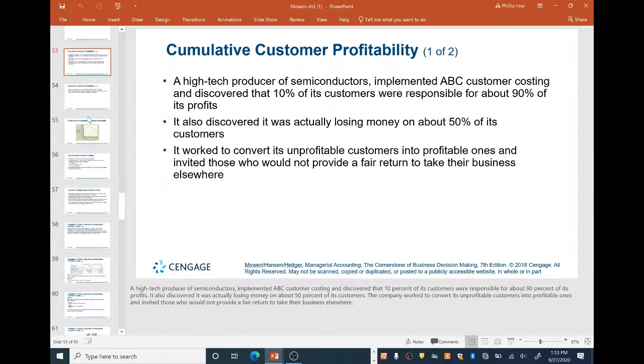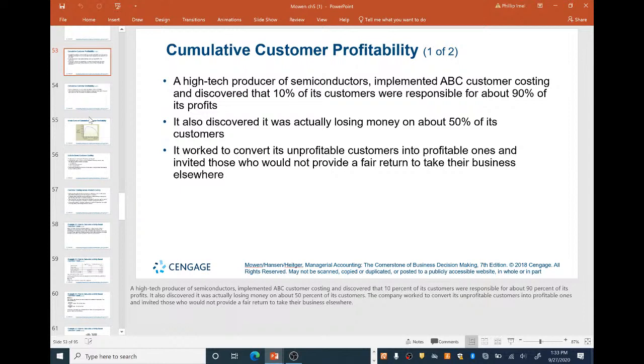Okay, let's talk about cumulative customer profitability. Okay, let's talk about this example. There's a high-tech producer of semiconductors. They implemented activity-based costing on customer costing, and by doing so, they discovered that 10% of its customers were actually responsible for about 90% of its overall profits. So once again, only 10% of its customers were responsible for producing 90% of its profits.